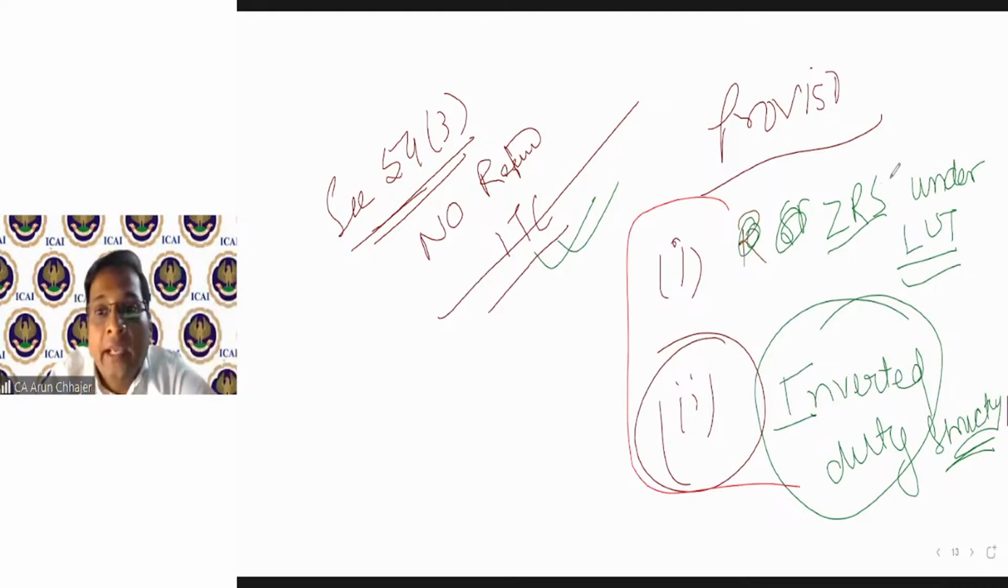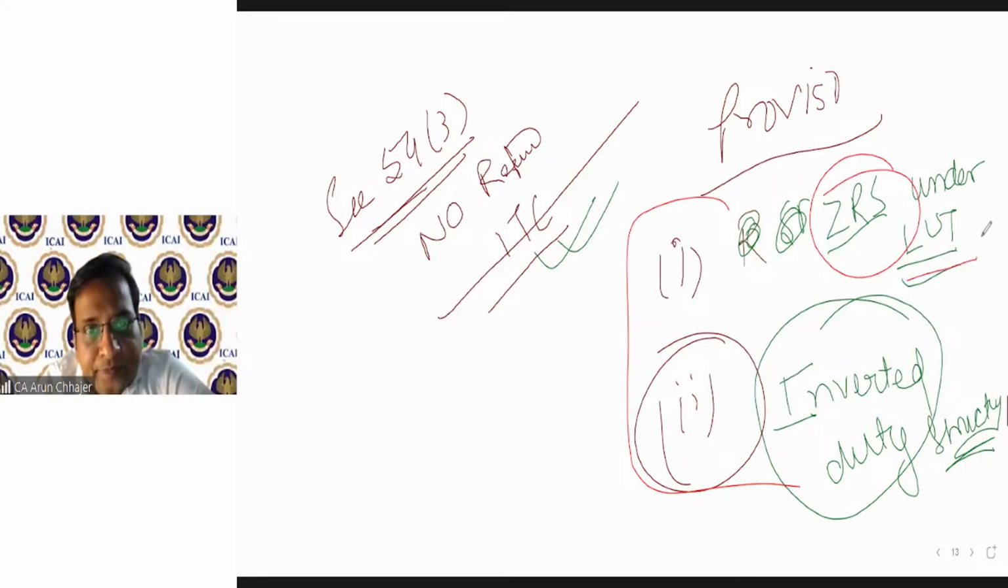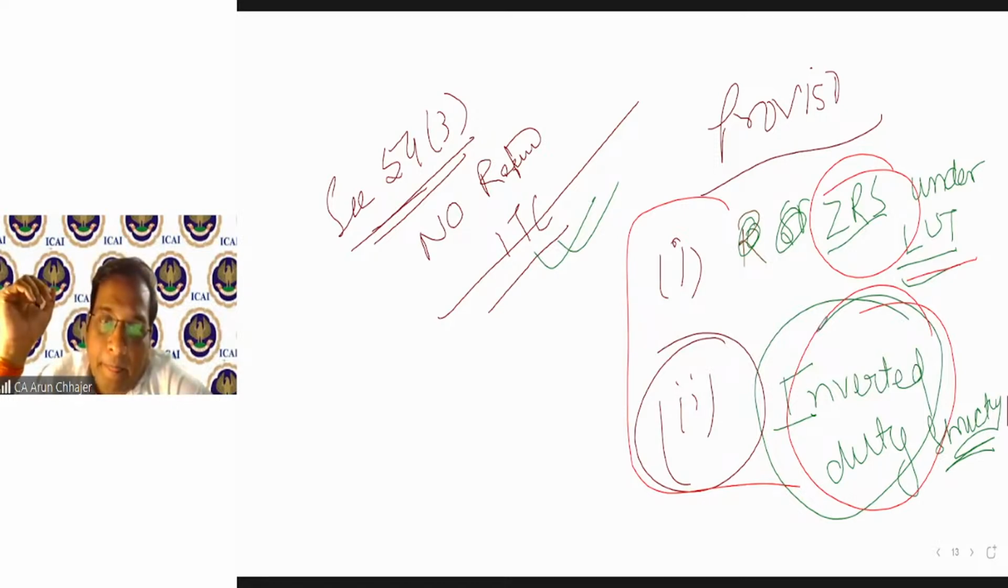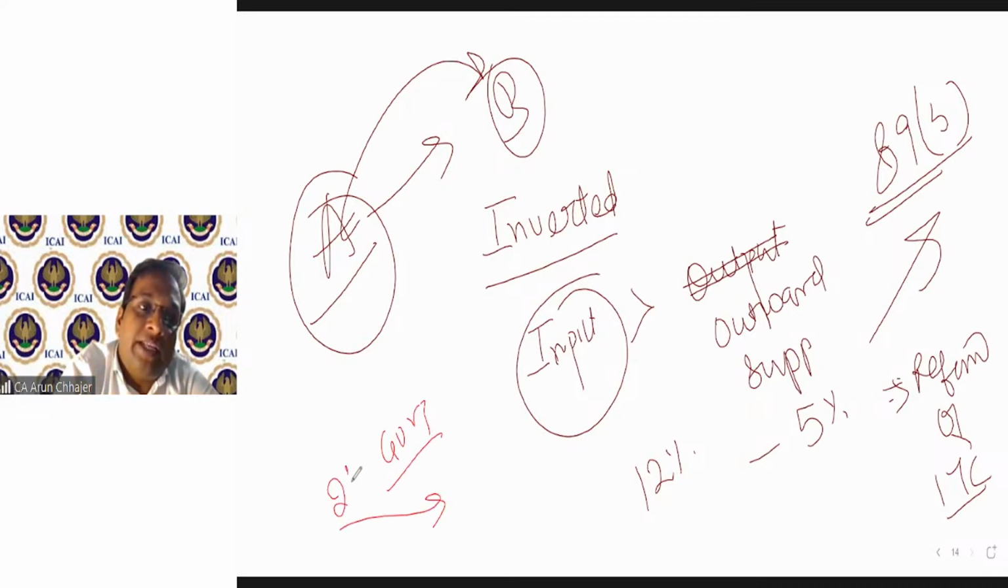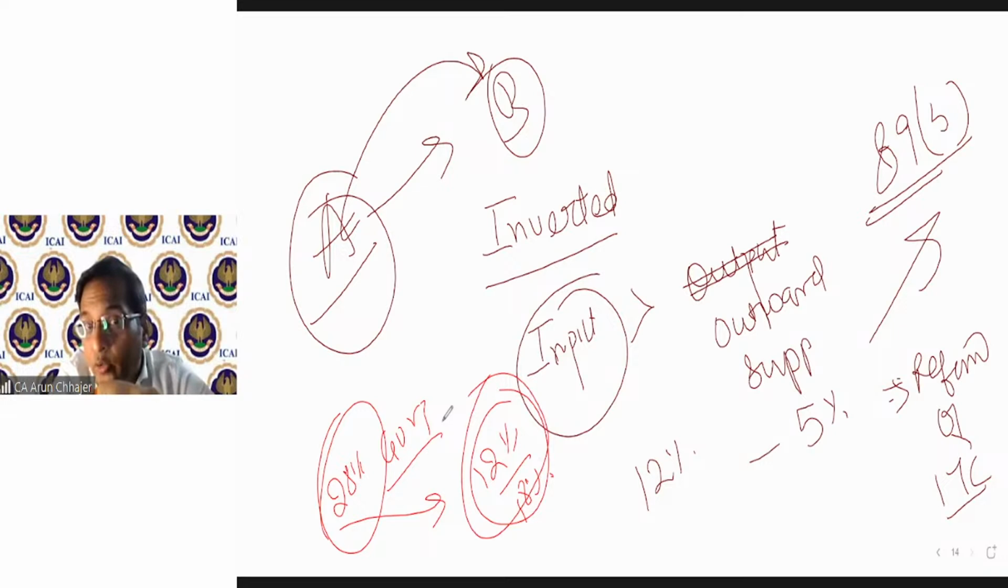What are the two categories? If you are making zero rated supplies under letter of undertaking. Second, because the rate structure is such that you are paying higher tax on input but lower tax on output supply. Let's take an example of construction work. Suppose I am a government contractor. I am purchasing cement at 28%, but my output supply is, let's say, 12% or 18%. In that case, my duty structure is inverted, and I can go for the refund. No harm.